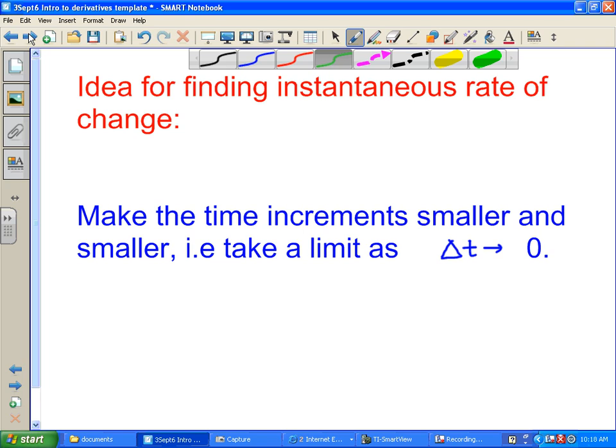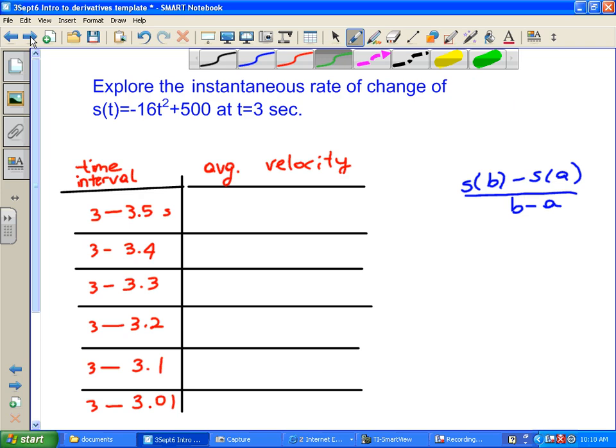So for example, if you're trying to find the velocity at exactly the third second, let's say we have this function. This is the distance function, s of t equals negative 16t squared plus 500. Is there anybody who's taken physics in this class? Do you recognize this formula? It represents distance from the ground at any given moment t, and initial velocity is 0, it's free fall, it's been dropped, and initial height is 500.